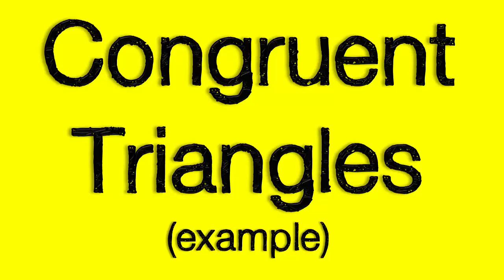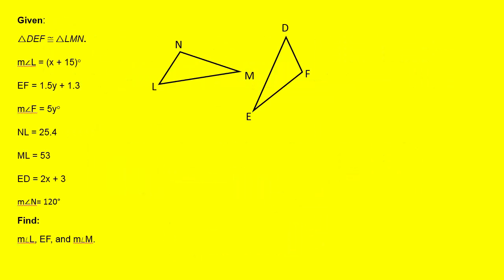In this example, we're going to look at the definition of congruent triangles and use it to solve a problem. So if you look at this problem here, we have some given information, this big list. We have a picture of two triangles, and they're asking us at the bottom what we have to find.